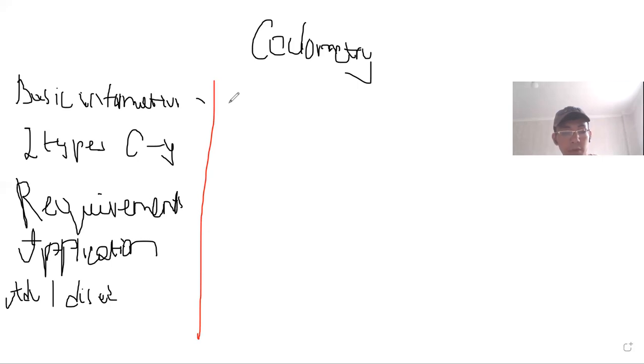So before we start, let's talk about it. Coulometry is an electrolytic method of analysis that is based on measuring the number of electrons used in a chemical reaction. So let's try to understand it. Coulometry is a method of analysis based on measuring the number of electrons used in a chemical reaction.